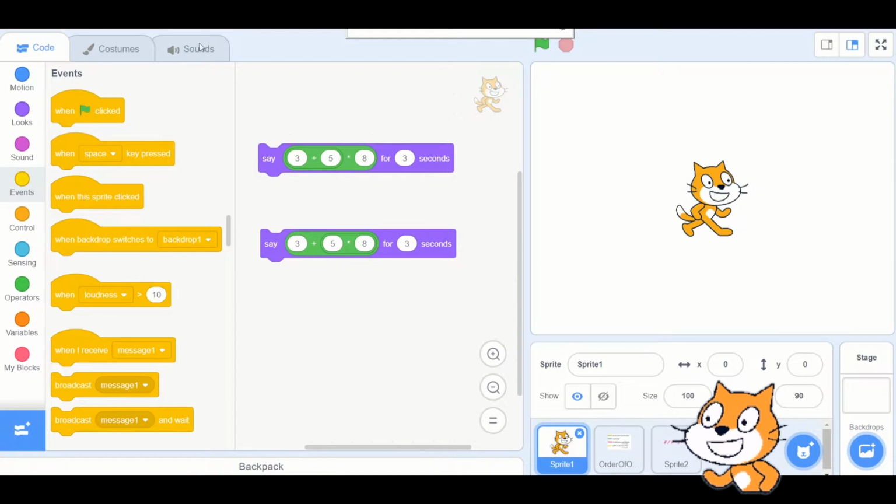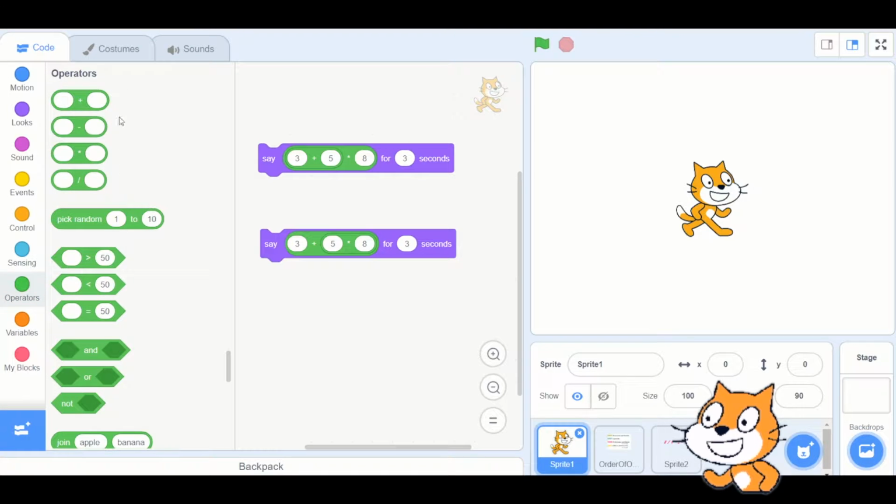Let us look at the order of math operations. The first four operators are blocks that handle two numbers. Let's say we want to calculate 3 plus 5 times 8.